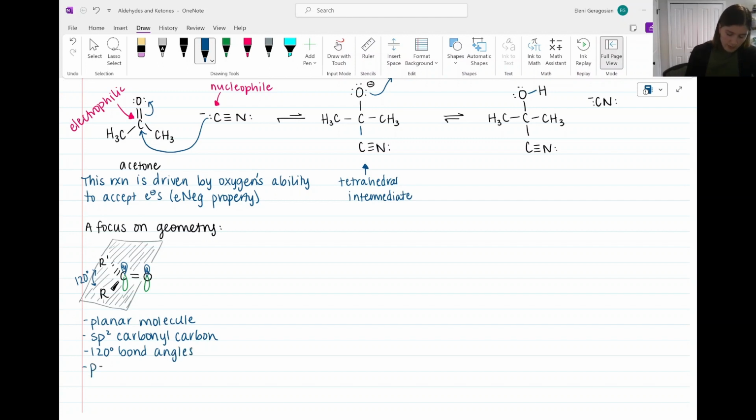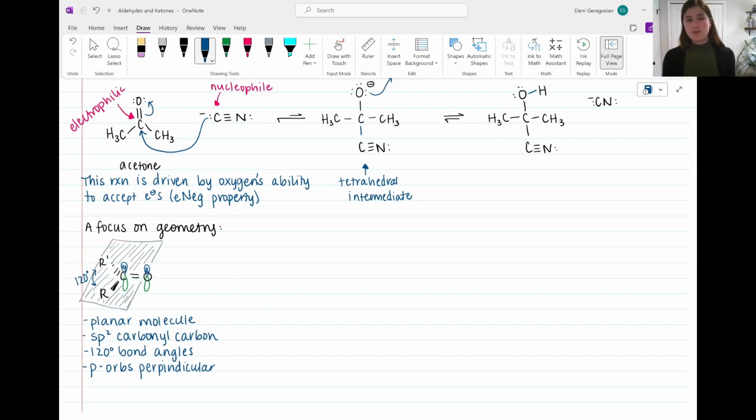And the p orbitals are perpendicular to the plane that the rest of the molecule is in. So if the molecule is in a flat plane coming towards you and away from you, the p orbitals are perpendicular to that, going up and down. So since this molecule is planar, the p orbitals are going up and down, depending on how you draw it. They're perpendicular to the plane.